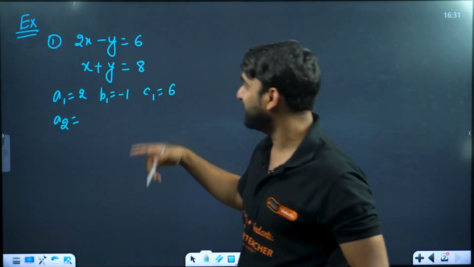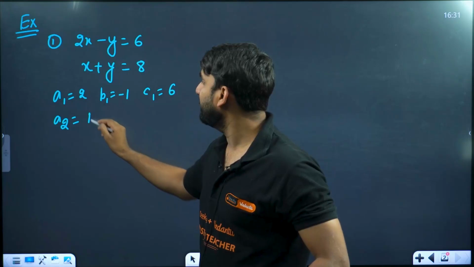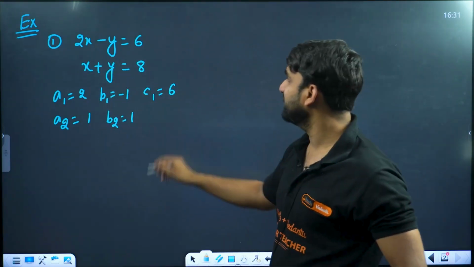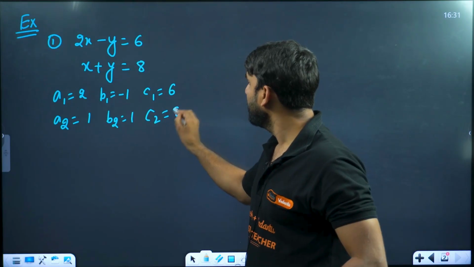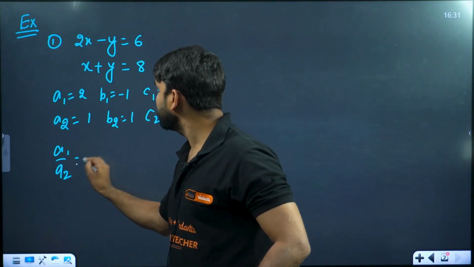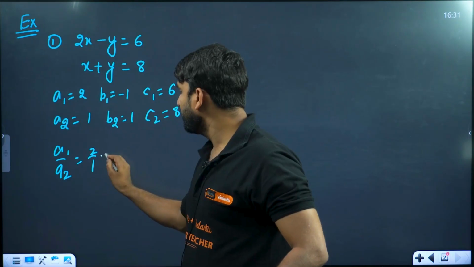Coefficient of x in the second equation, there is nothing, so this will be 1. And what will be b2? b2 is 1, the y coefficient is 1. And where is c2? c2 is 8. Now find out the ratio. So a1 by a2 is equal to 2 by 1, and 2 by 1 will be 2.